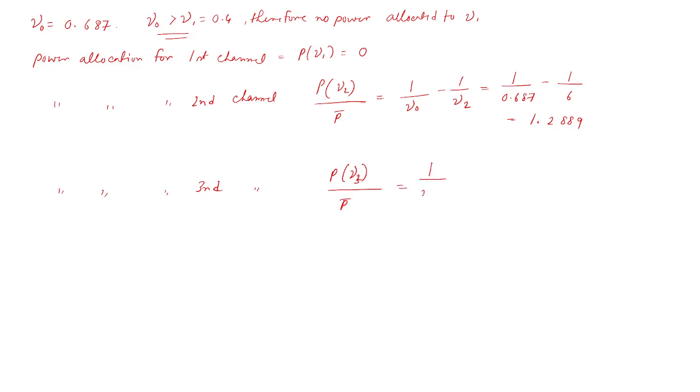Similarly, for the power allocation of the third channel, this is the best channel with the highest instantaneous SNR. We obtain the power allocated to the third channel, or the channel with SNR gamma 3, as 1 over 0.687 minus 1 over 12, and the result is 1 over 0.687 minus 0.0833, which comes out to 1.3722.